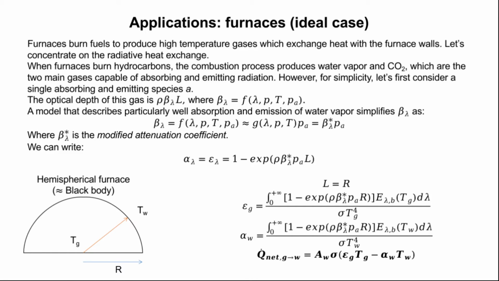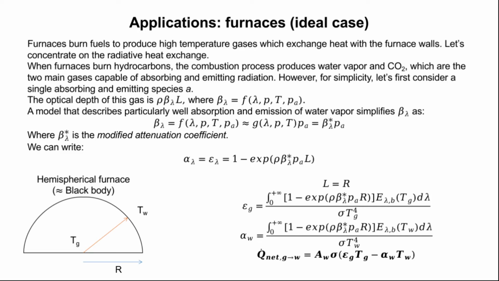Let's apply what we learnt so far to furnaces. And we will start from an ideal case. Furnaces burn fuels to produce high-temperature gases which exchange heat with the furnace walls. Let's concentrate on the radiative heat exchange. When furnaces burn hydrocarbons, the combustion process produces water vapor and CO2, which are the two main gases capable of absorbing and emitting radiation. However, for simplicity, let's first consider a single absorbing and emitting species A.